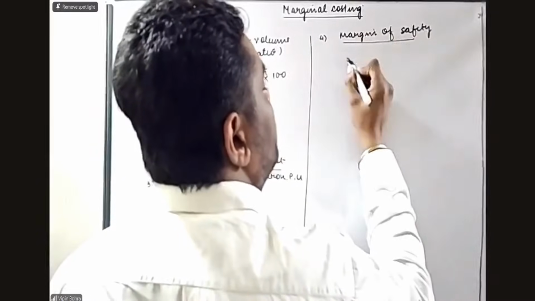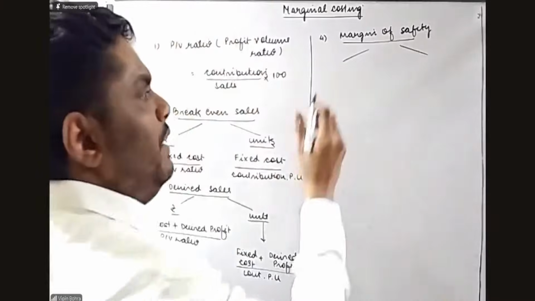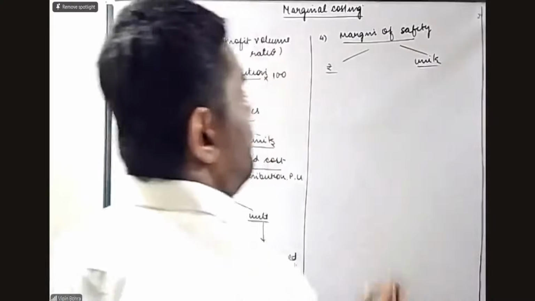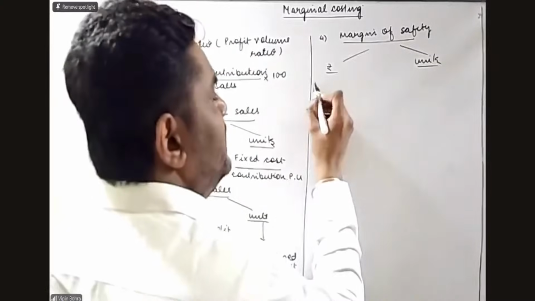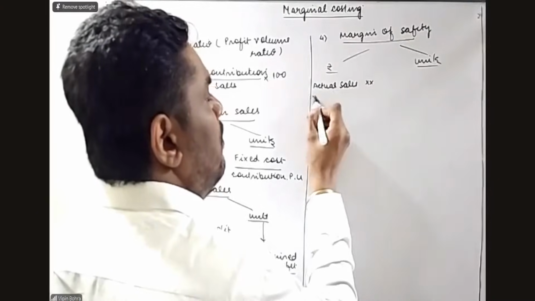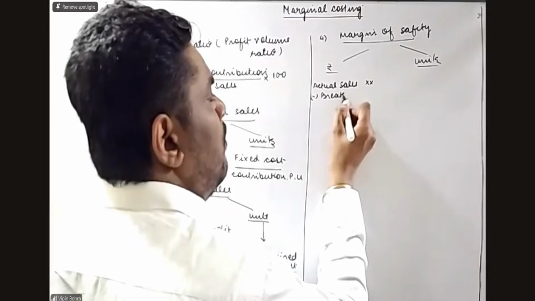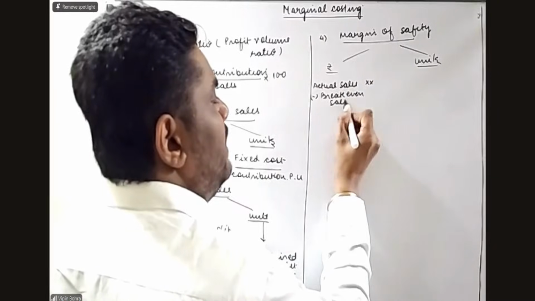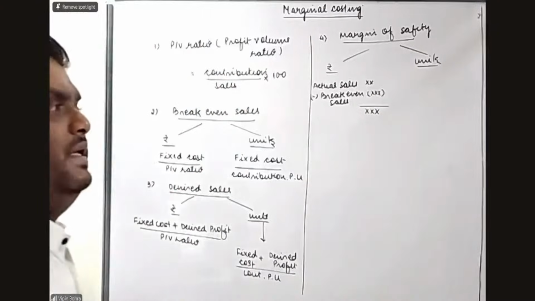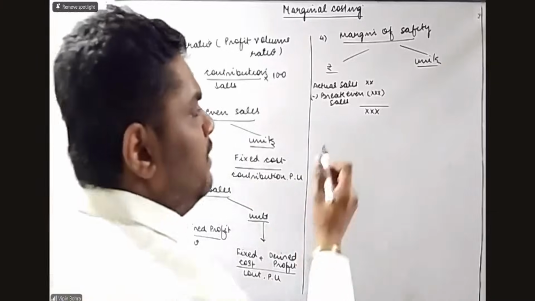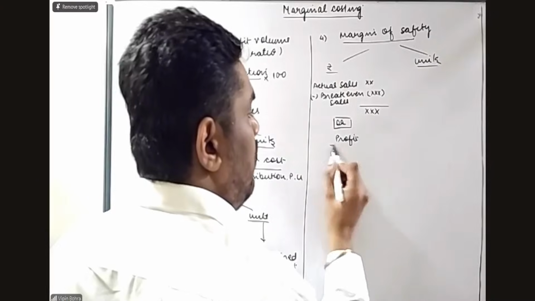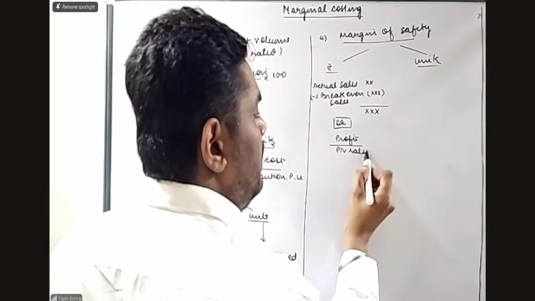The next part is margin of safety. Again, you can calculate it in rupees and in units. When talking about margin of safety, very simple, you can calculate it as actual sales minus break-even sales. Actual sales minus break-even sales is margin of safety, or alternatively, you can calculate it as profit divided by PV ratio.